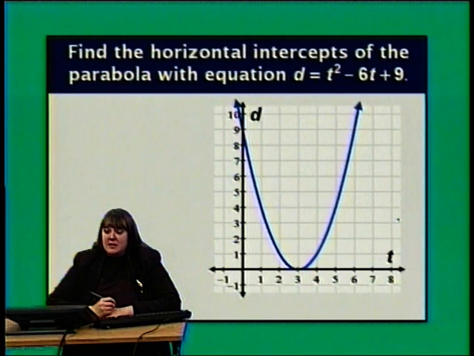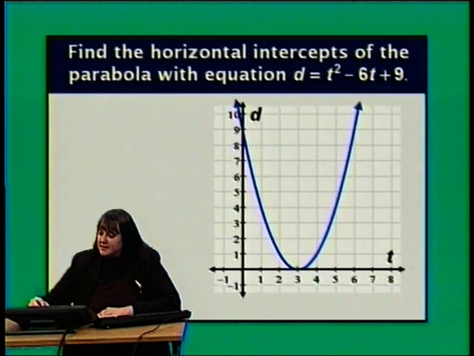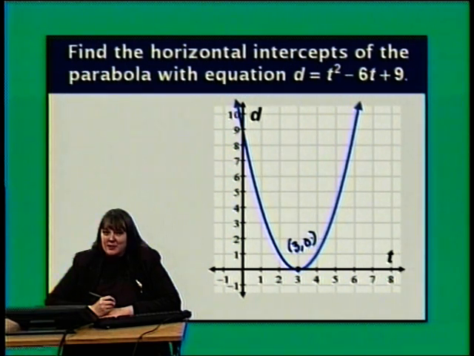Here's a graph of d equals t squared minus 6t plus 9. It does look like there's only one horizontal intercept. Where is it? Well, it looks like at the point 3, 0. That verifies what we just found.